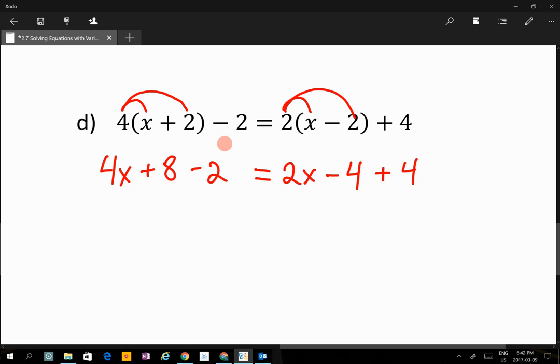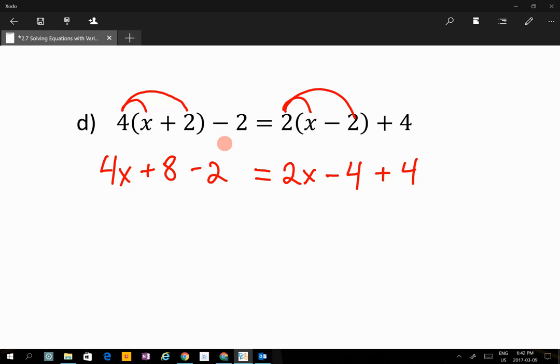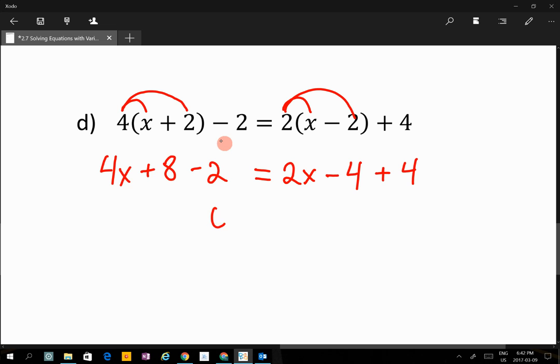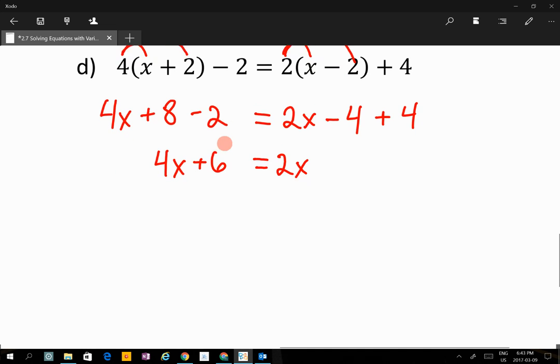Okay. Let's try and simplify things a little bit. 8 take away 2 is 6. I have the 4x out in front, and then the plus sign between those two terms. On the right side, I have 2x. And negative 4 plus 4 is 0. Okay, so 2x is the only thing I have on the right side.